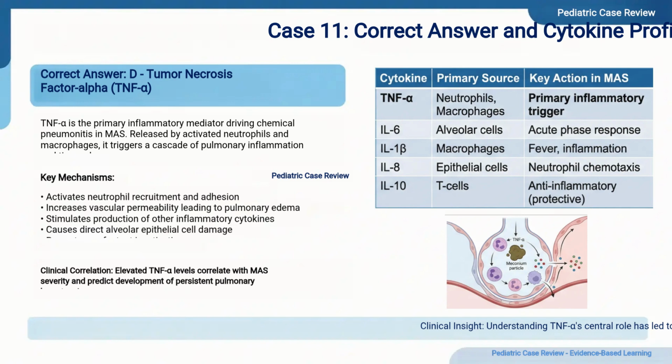Its key mechanisms include activating neutrophil recruitment and adhesion, increasing vascular permeability leading to pulmonary edema, stimulating production of other inflammatory cytokines, causing direct alveolar epithelial cell damage, and promoting surfactant inactivation. Other cytokines play supporting roles. Interleukin-6 triggers the acute phase response. Interleukin-1 beta causes fever and inflammation. Interleukin-8 promotes neutrophil chemotaxis, and interleukin-10 has a protective anti-inflammatory role. Elevated tumor necrosis factor alpha levels correlate with disease severity and predict development of persistent pulmonary hypertension.